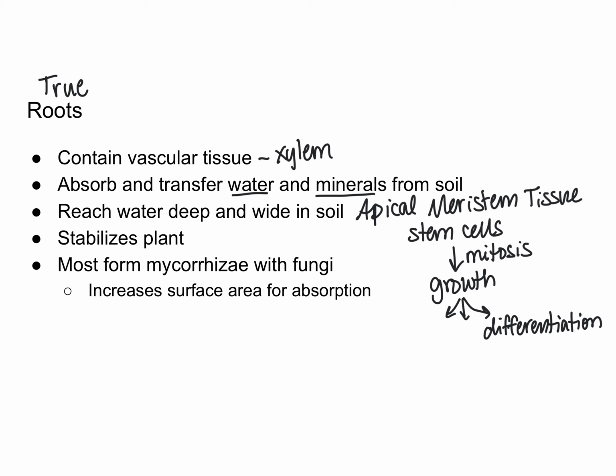Roots also often form a symbiotic relationship with fungi known as mycorrhizae. This helps to increase surface area for absorption. The fungi also helps to make minerals available to the roots to take up into the rest of the plant. And then the plant provides the fungi with food that it makes through photosynthesis.